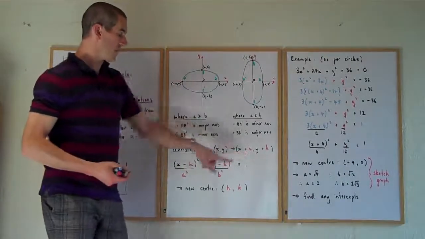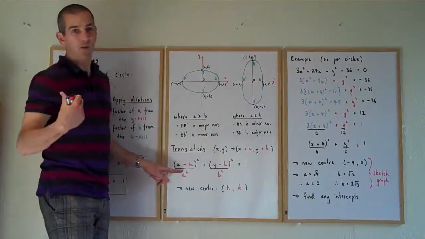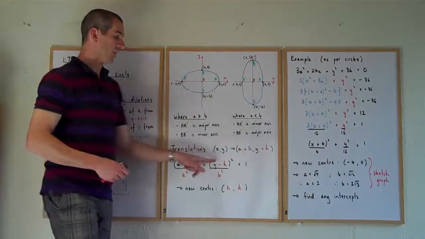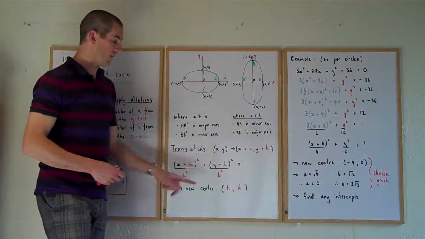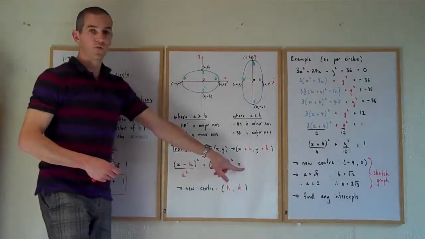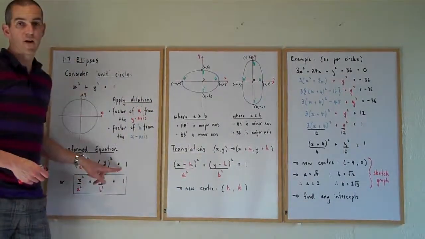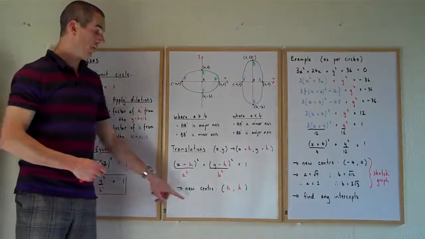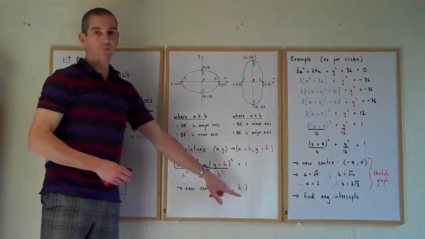We've got plus h there, but we've actually moved it the opposite direction, minus h. And likewise for our vertical translation, plus k, you'll see there's minus k within the brackets there. Again, reinforcing we've still got equals to 1 on the right hand side, even after these translations. The new centre of our ellipse will be the value h and k.